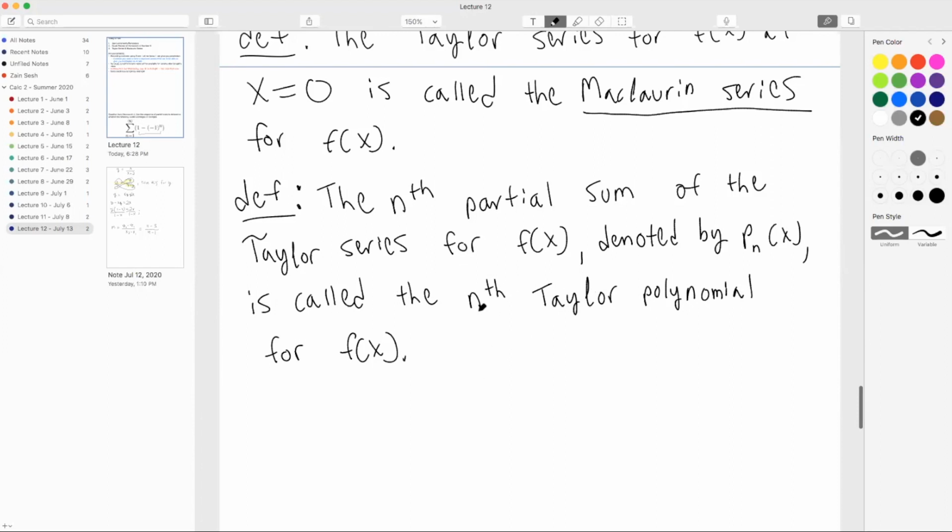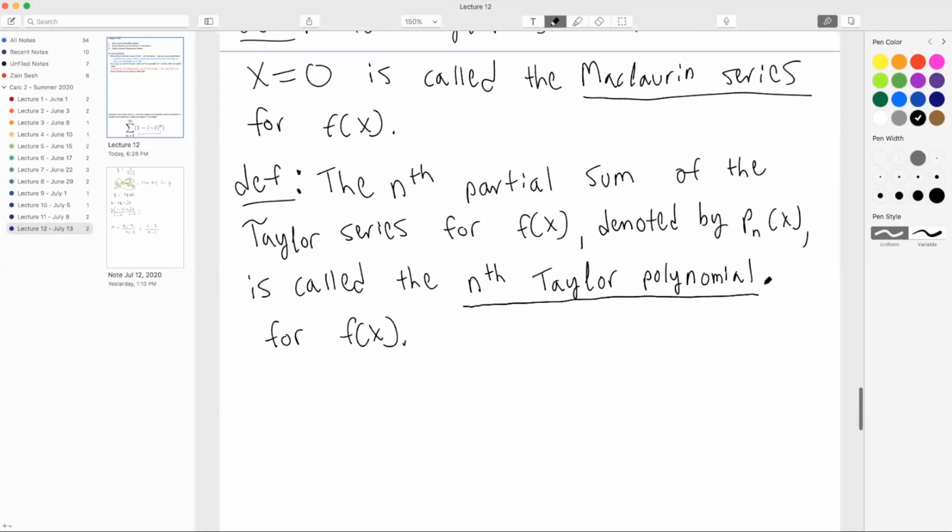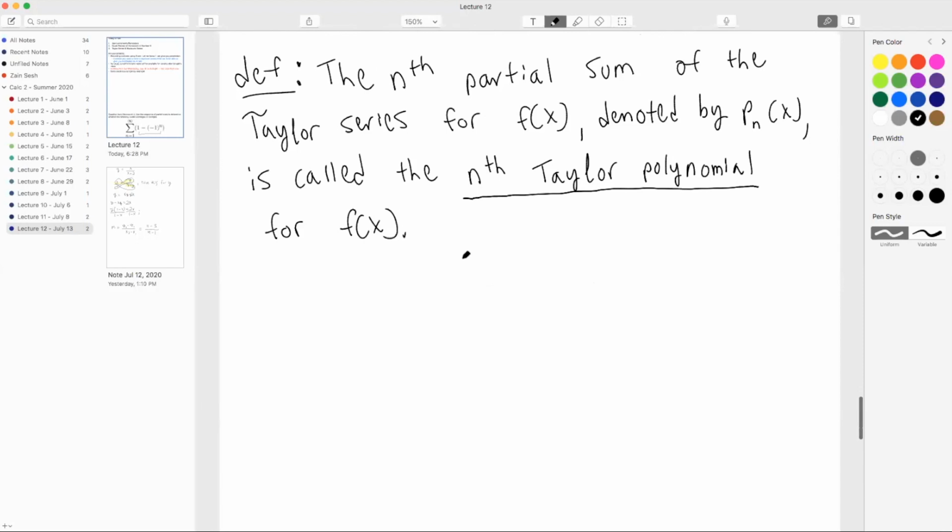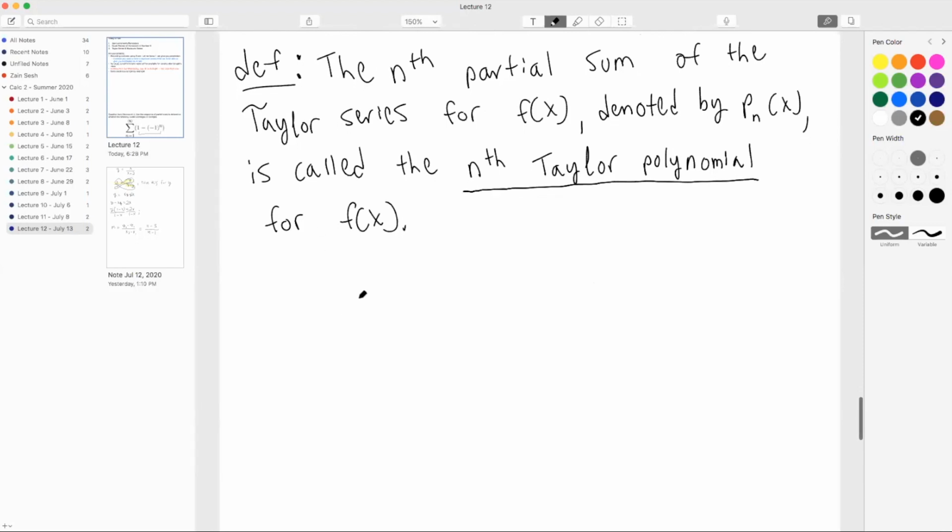So the term I'm defining here is nth Taylor polynomial. We're just giving a special name to the nth partial sum of the Taylor series. Let me list out the first few of these Taylor polynomials. Let's look at p sub 0, the zeroth Taylor polynomial. That's just going to be f of a, the first term. P1, I'm summing from n equals 0 to 1, so it's the sum of the first 2 terms.